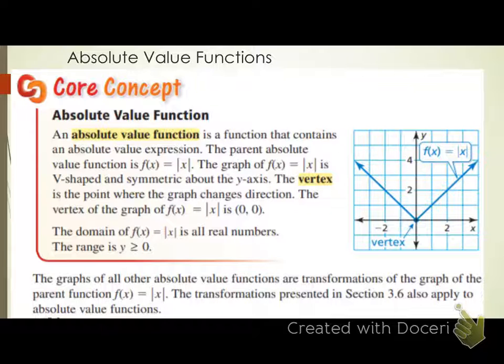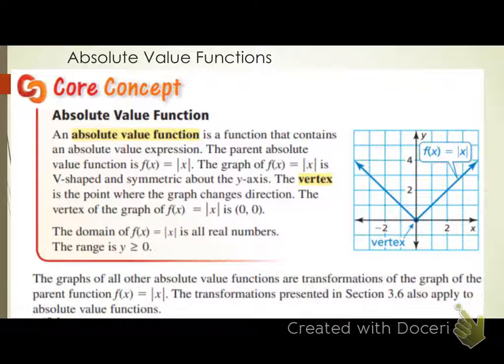Notice the slope of the left side of the parent function is -1. Slope of the right side is +1. So would we all be able to reproduce the parent function if we were asked to do so? Vertex is at 0, 0. Slope of -1 here. Slope of +1 here. Everyone good?